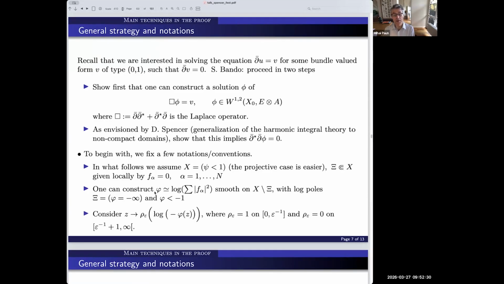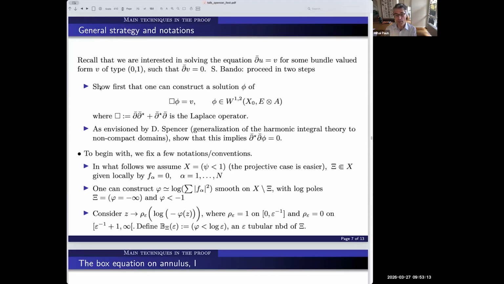And why do we need this? Because it helps us to construct a family of truncation functions, which have very nice properties, as you will see in the next slides. So we can consider these truncation functions, rho epsilon of log of minus phi. So here what you have is rho of log of minus log. Okay, so it's log like the Poincaré case. And then this rho epsilon, imagine that for a long time it is 1 and then 0 at infinity. That is to say, it vanishes on a tiny neighborhood of Xi.